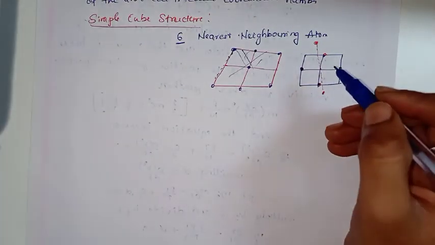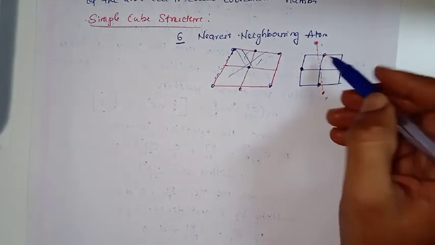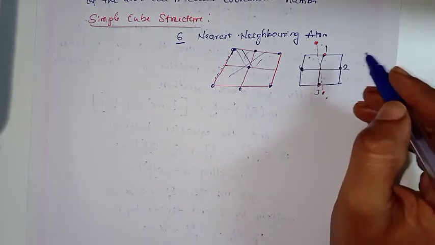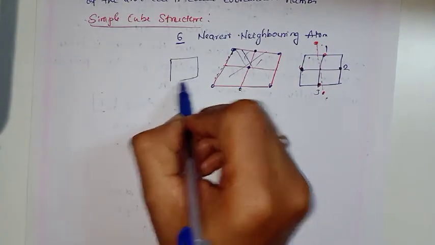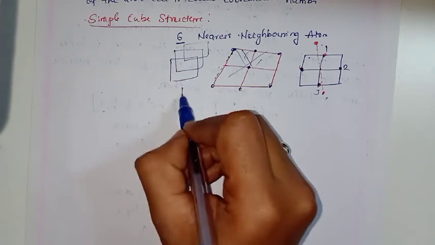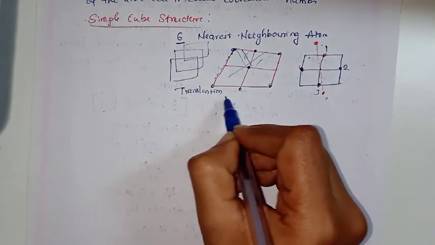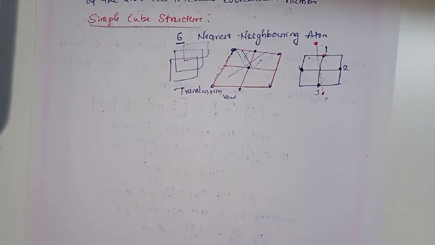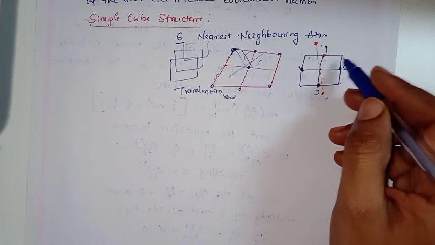The other neighboring atoms are vertically above and below, 1 and 2, and 4 are in the same plane. In one of the previous classes, while studying the translational vector, we discussed that there are a number of planes parallel to each other. So if we consider only one plane, in that one plane there are 4 atoms in the same plane.